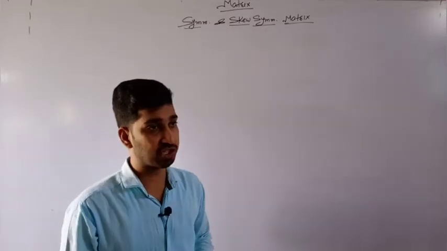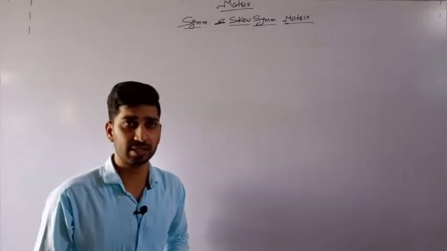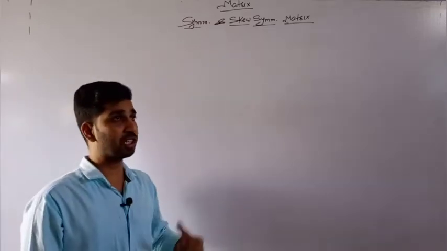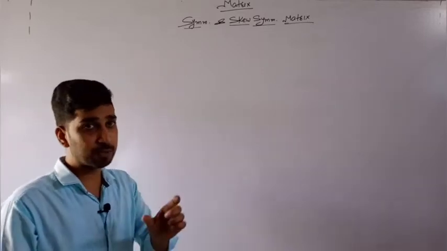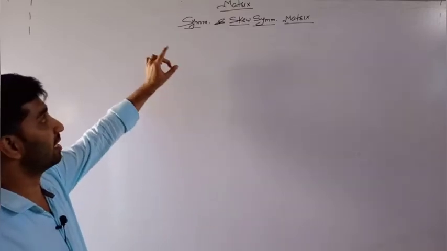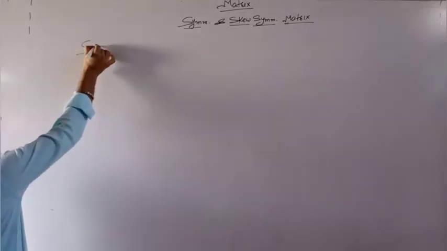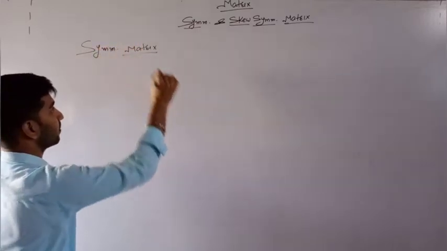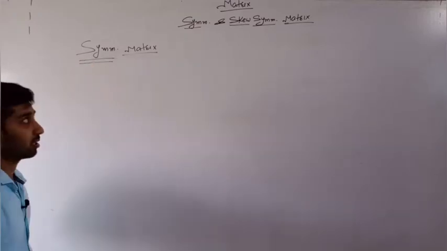Today in this video lecture we will discuss some types of matrices, in which we will discuss symmetric and skew symmetric matrix. In the previous video lecture we discussed the basics of matrix, addition, subtraction, multiplication and transpose of a matrix. On the basis of transpose of a matrix, a square matrix can be divided into two parts, symmetric and skew symmetric. First of all, we will discuss symmetric matrix.